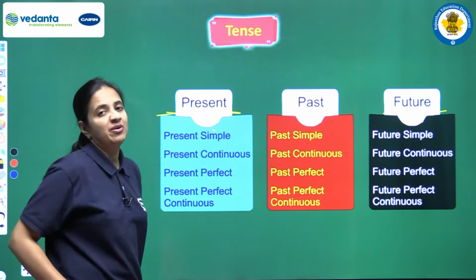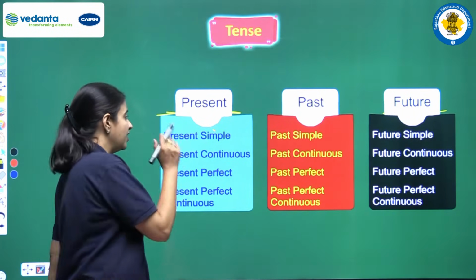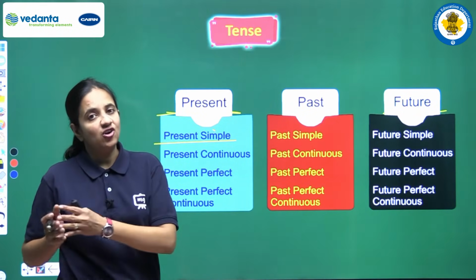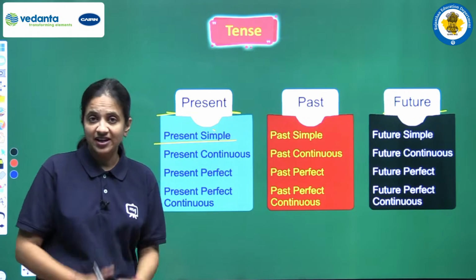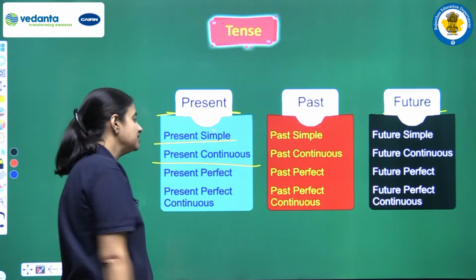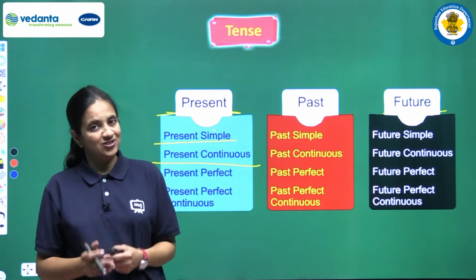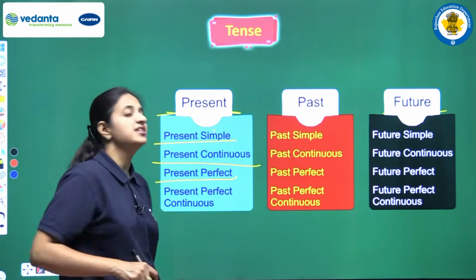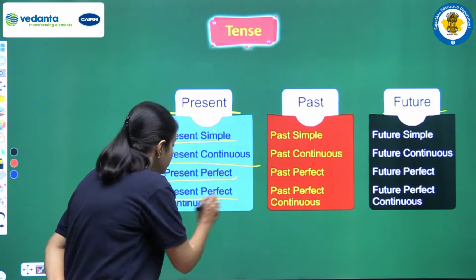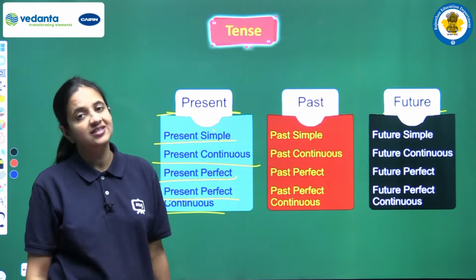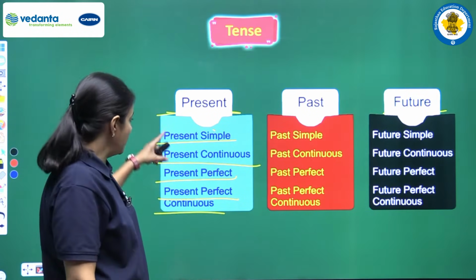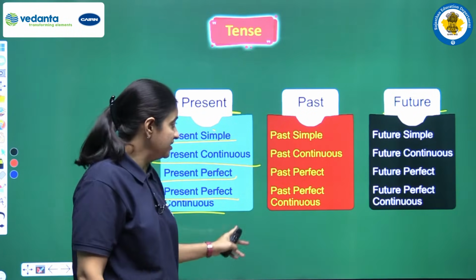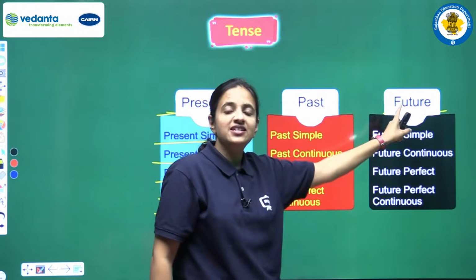First of all, let's talk about the present tense. In the present tense, we have first of all present simple tense, which is also known as present indefinite tense. The second tense that we have here is present continuous tense, which is also known as present progressive tense. Next is present perfect tense, and the fourth one is present perfect continuous tense. In this manner we can see that we have four tenses in the present category. Similarly, we have four tenses in past and four tenses in future category.